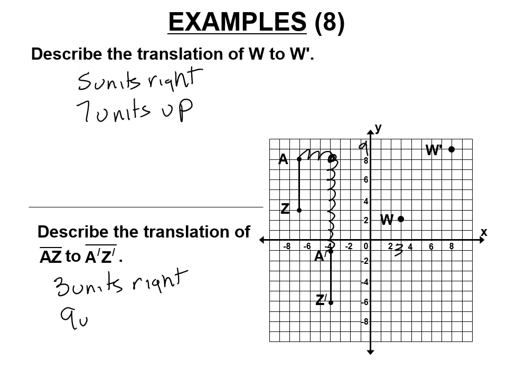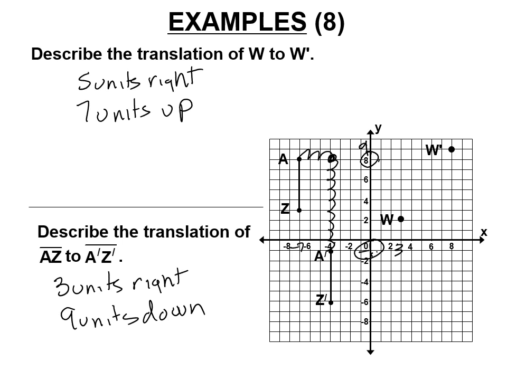And 9 units down. Well, let's see if that checks out. Right, we were at 8. We ended up at -1. Yeah, 8 minus -1, 9. We were at -7. We ended up at -4. Yeah, we went 3 units right, and we could have gone in either order.